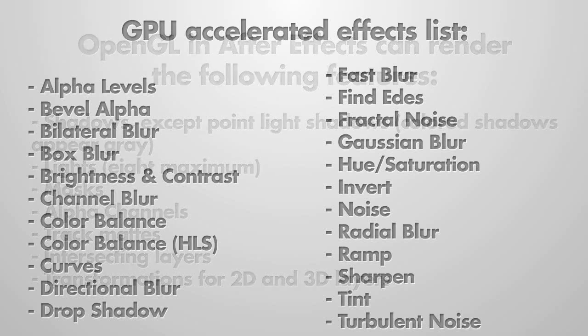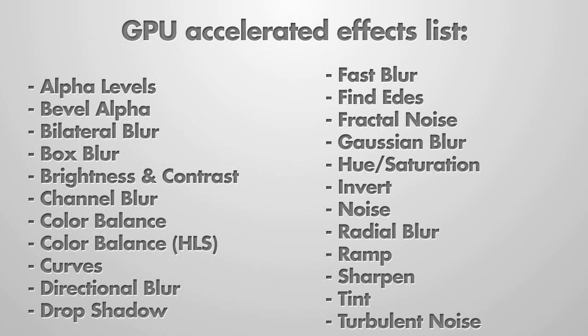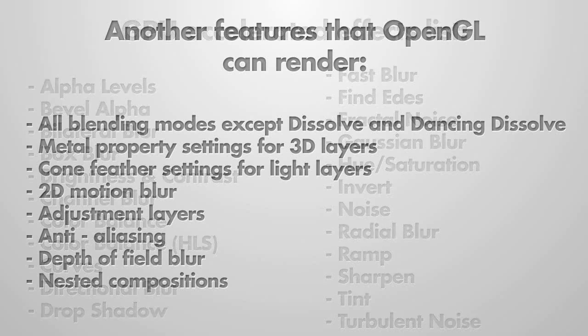And here is a short list of the GPU accelerated effects, including alpha levels, bevel alpha, bilateral blur, box blur, brightness and contrast, channel blur, color balance, HLS, curves, directional blur, drop shadow, fast blur, find edges, fractal noise, Gaussian blur, hue and saturation, invert, noise, radial blur, ramp, sharpen, tint, and turbulent noise.